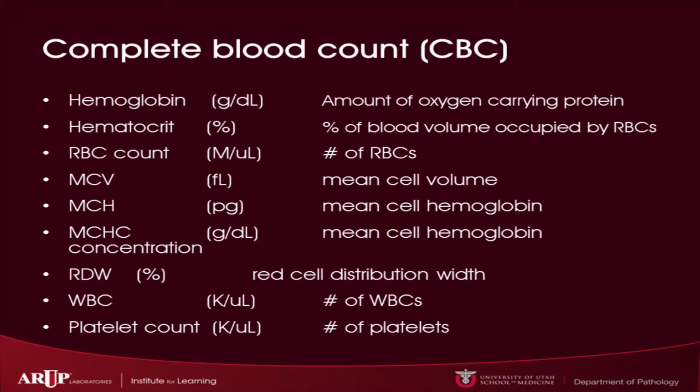RDW, or red cell distribution width, gives us an idea about the range of the red blood cell size. So if the RDW is in the normal range, that means pretty much all the red blood cells are of similar size. If it's really high, that tells us that some of the red blood cells are smaller in size, some of them are really larger in size, and some of them are normal. And RDW does help us in some of the diagnostic workup or differential diagnosis of anemia, and we'll discuss that again.